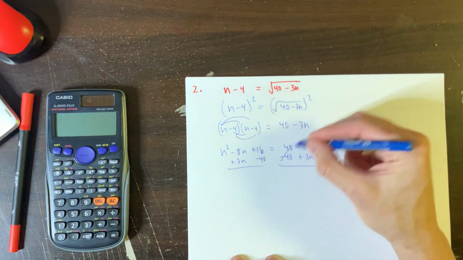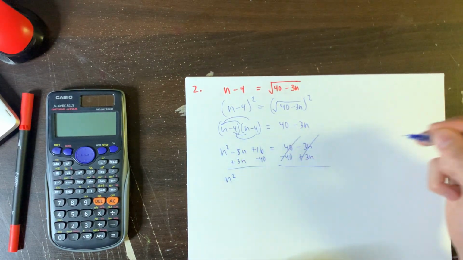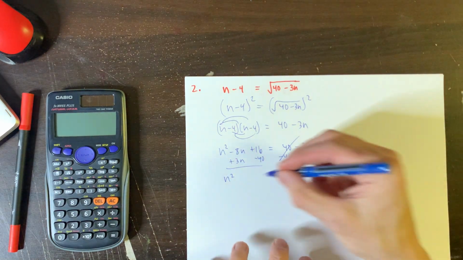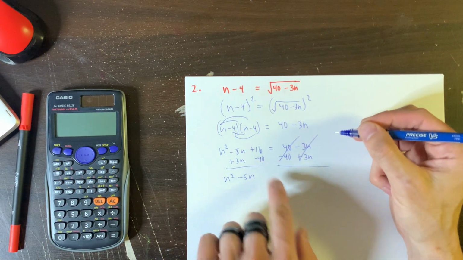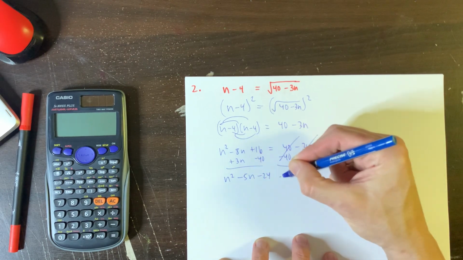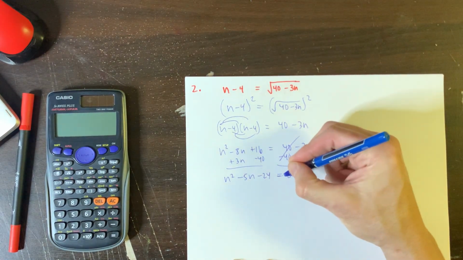I'm going to subtract 40 because these are gone. And this will be n squared. And let's see, this is going to be negative 5n. And that's going to be negative 24. Check on a calculator just to make sure, but that should be it, I think.